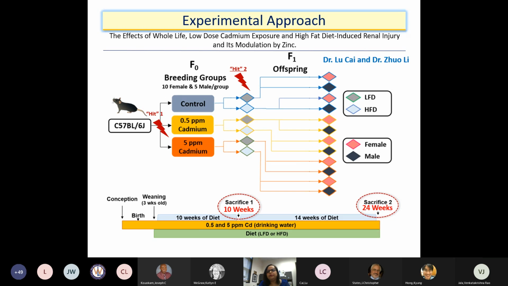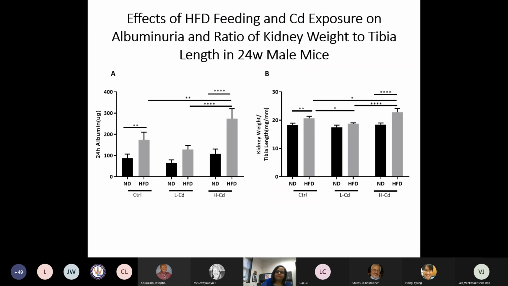In collaboration with Dr. Lu Kai and Zhao Li, we are examining the effects of whole life cadmium exposure on mice that were treated with low fat and high fat diet and determine its effects on renal fibrosis. So initially, we examined the effects of high-fat feeding and cadmium exposure on albuminuria and the ratio of kidney weight by tibia length in the 24-week male mice.